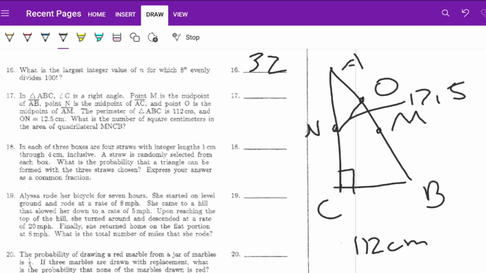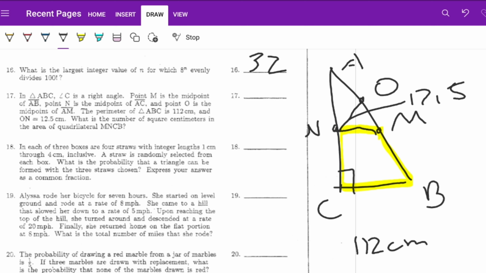And we want to find the number of square centimeters in the area of quadrilateral MNCB. So we want to find this area. So first of all, before we can solve for the area, we have to find some dimensions first. And we see that there are a lot of midpoints here, N, M, and O.